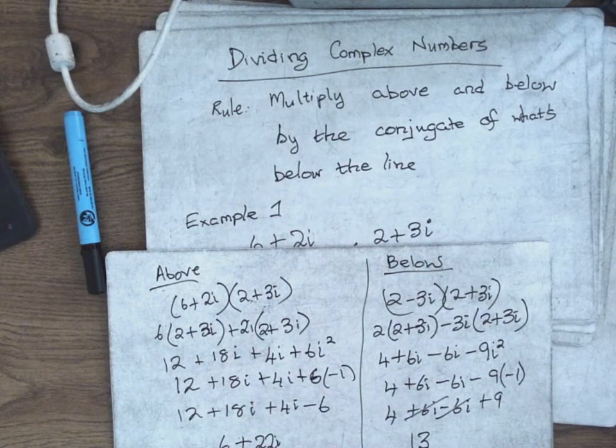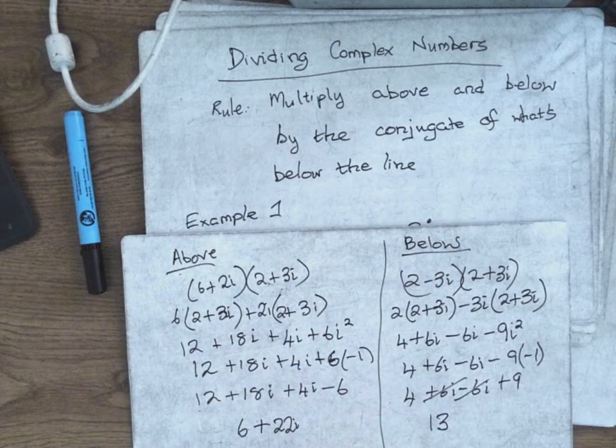Now that should always happen below the line, because that's the plan. Put your answers back together. So above the line I got 6 plus 22i. And below the line, what did I get?